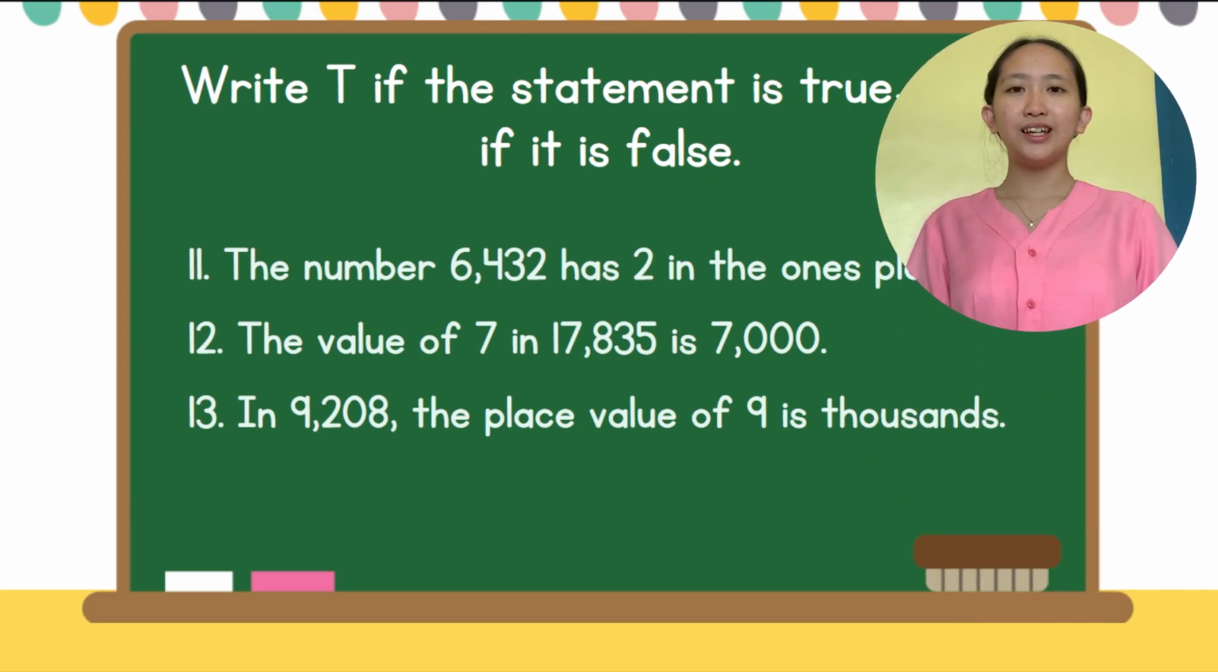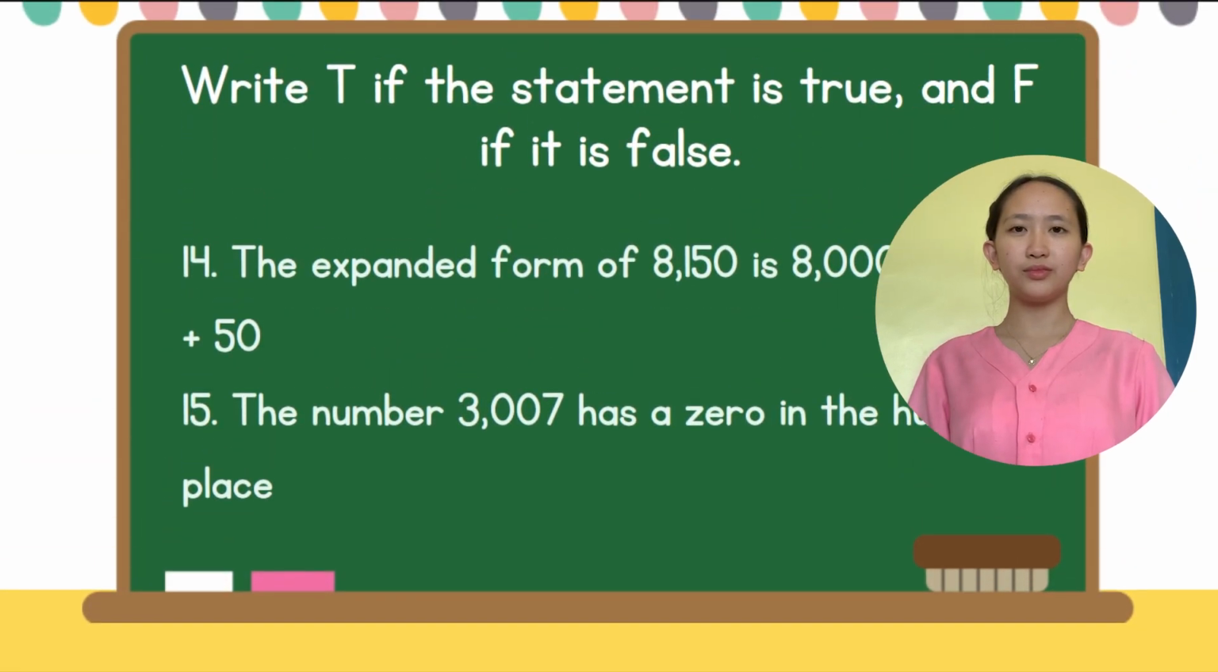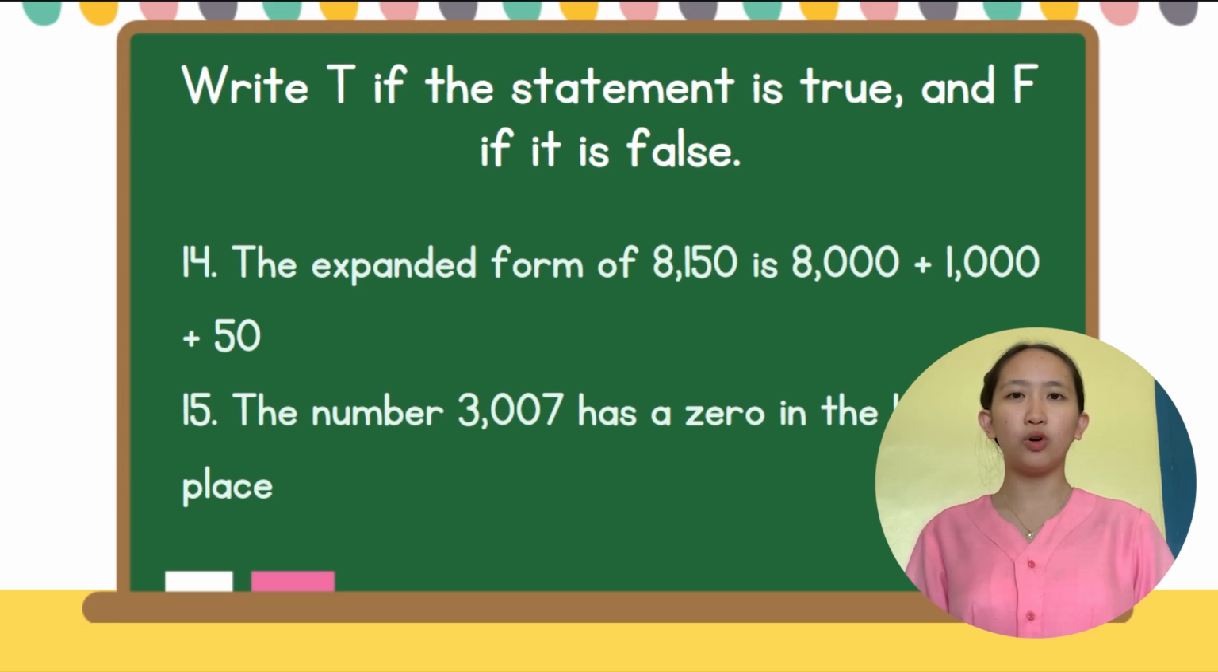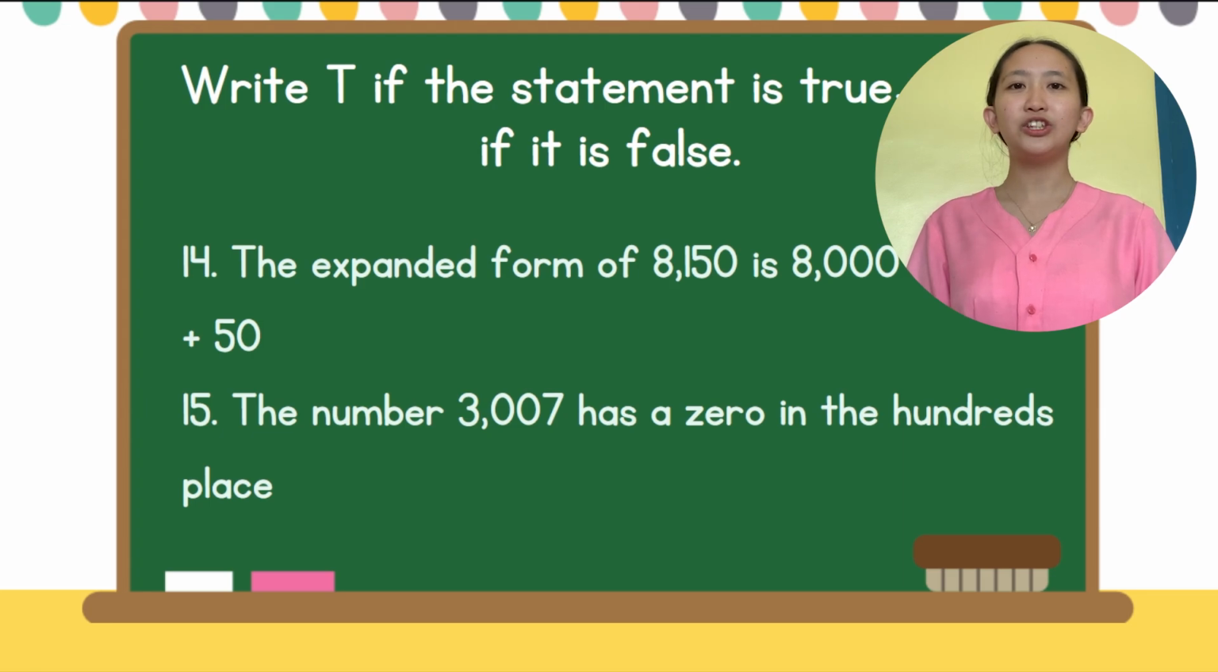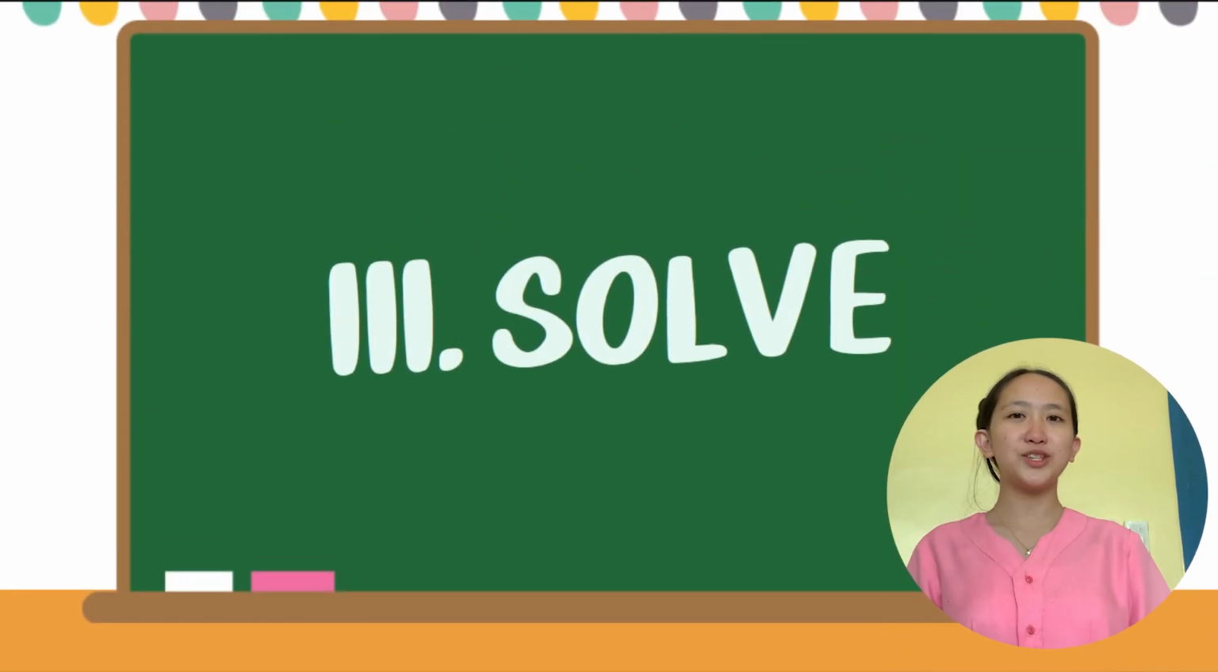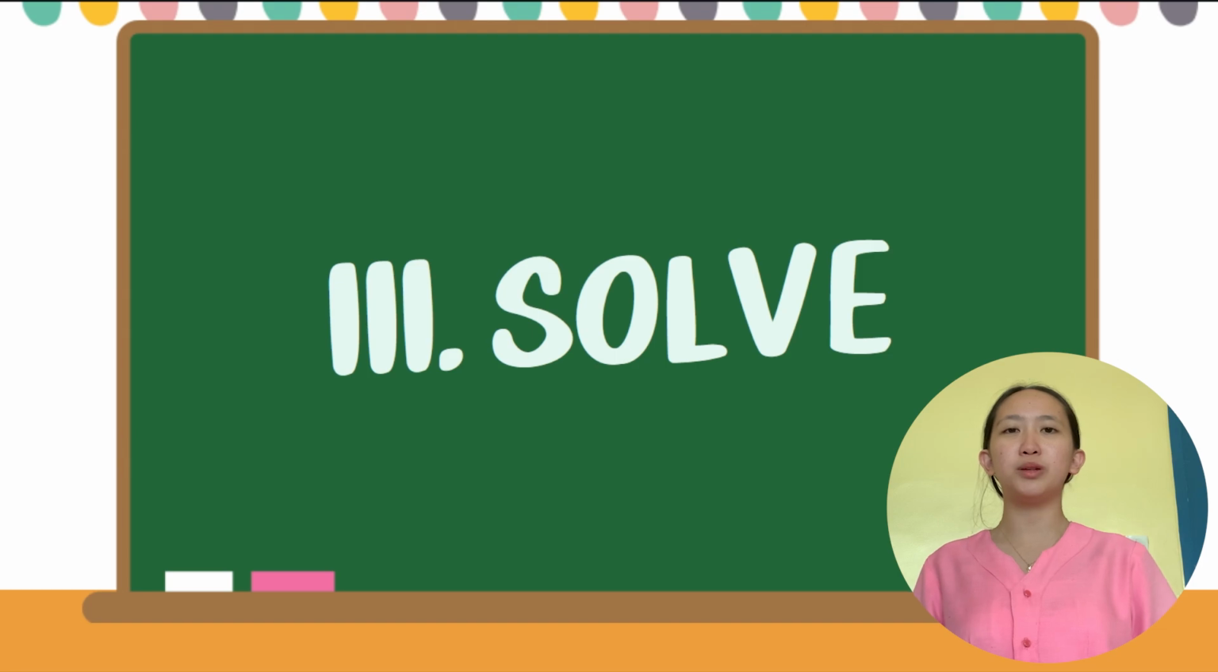Number 13, in 9,208, the place value of 9 is thousands. True or false? Number 14, the expanded form of 8,150 is 8,000 plus 1,000 plus 50. True or false? For the last number, the number 3,007 has a 0 in the hundreds place. True or false? For the last part of your quiz, it will be problem solving, and you will solve it on your own for 10 seconds each question.